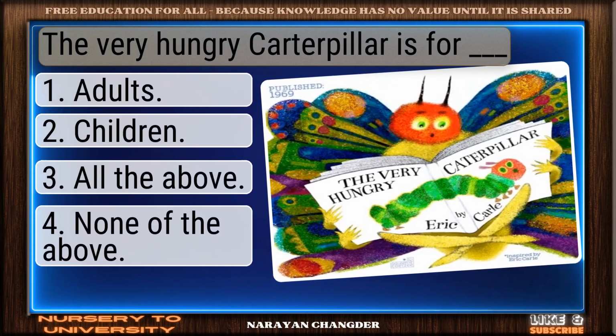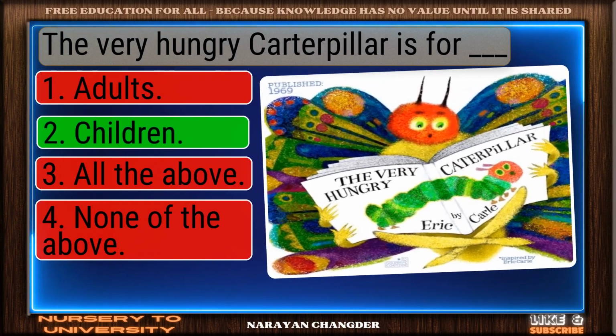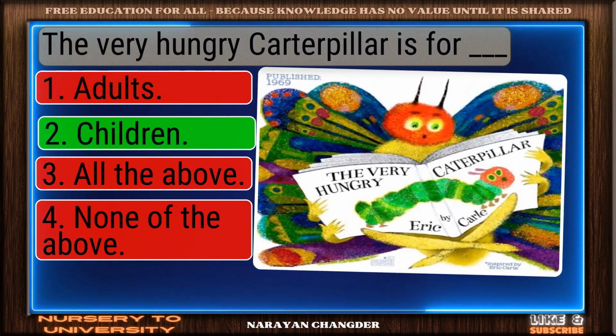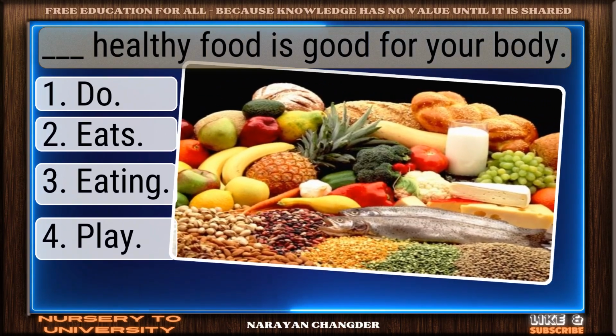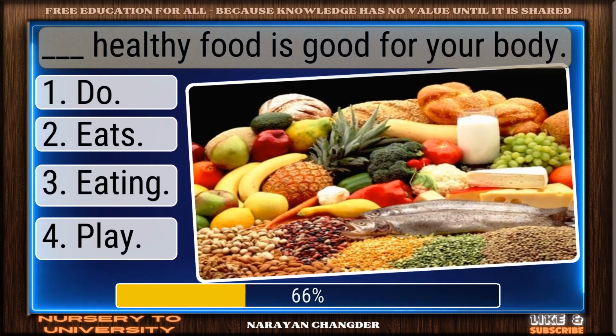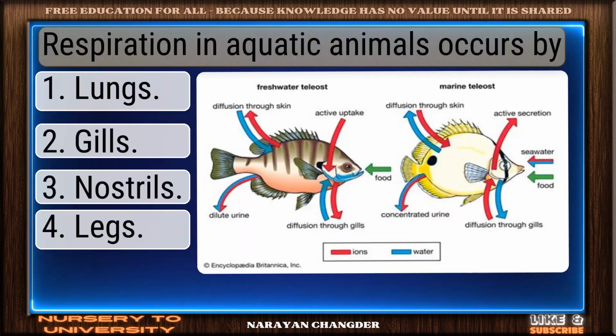The Very Hungry Caterpillar is for dash. Right again. Children is a valid answer. Dash healthy food is good for your body. Strong choice. Eating is the right answer.